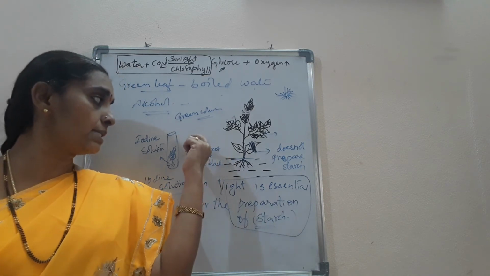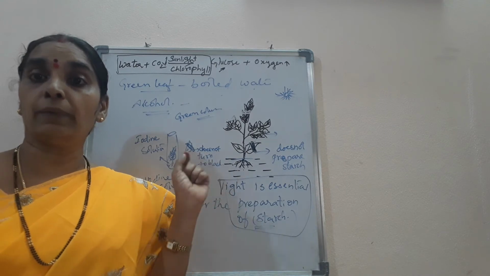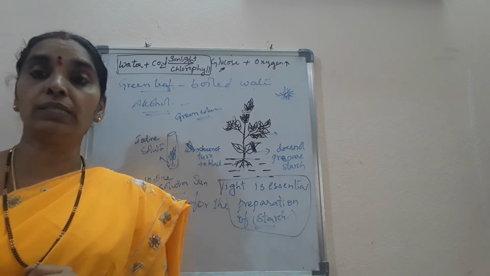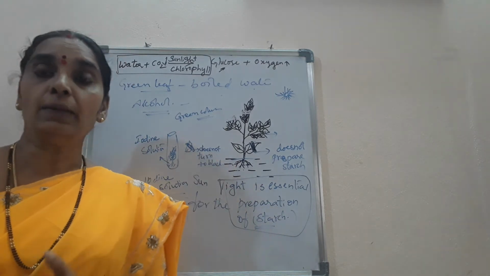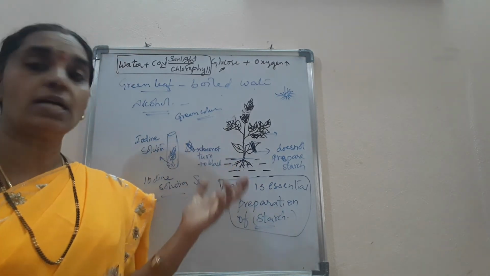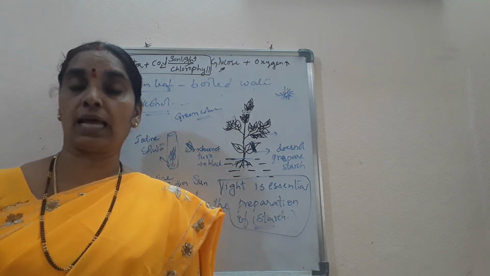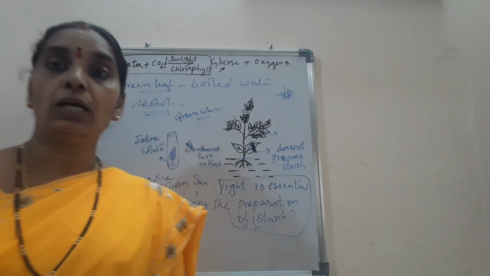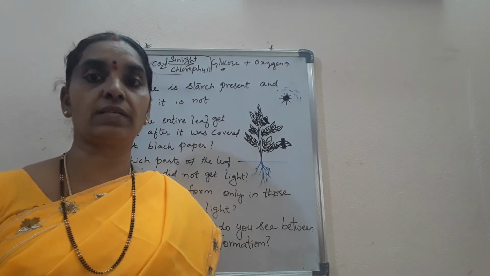The parts that are not covered turn blue or black, which proves that sunlight is essential for the photosynthesis process, that is, to prepare starch by the plant. Sunlight is very much essential. So this proves that plants require sunlight to prepare food. Okay children, next answer the following questions, children.